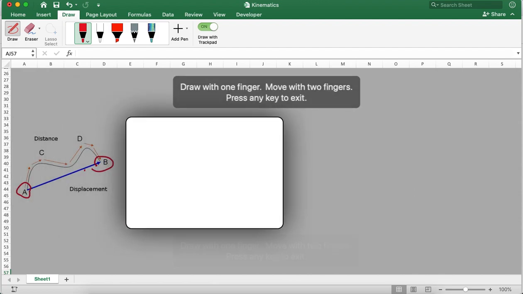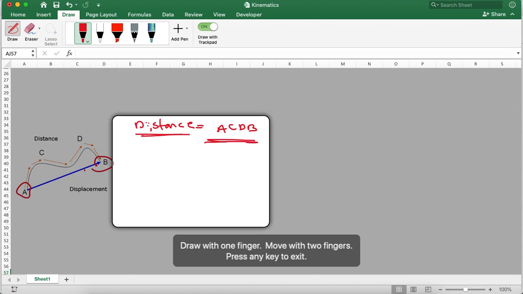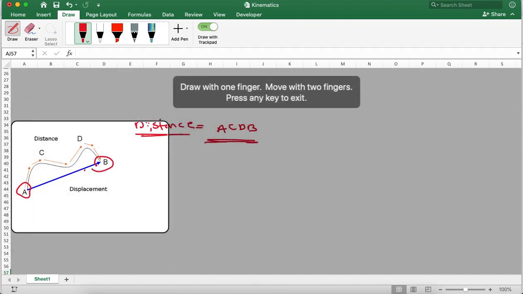Now I will define what the distance is and what the displacement is. Distance is the total length of the path which the object has followed. From the picture, the distance is A, C, D, B. Now coming to the displacement, I am showing it with the blue arrow mark. That shows you the minimum distance between the starting point and the ending point.